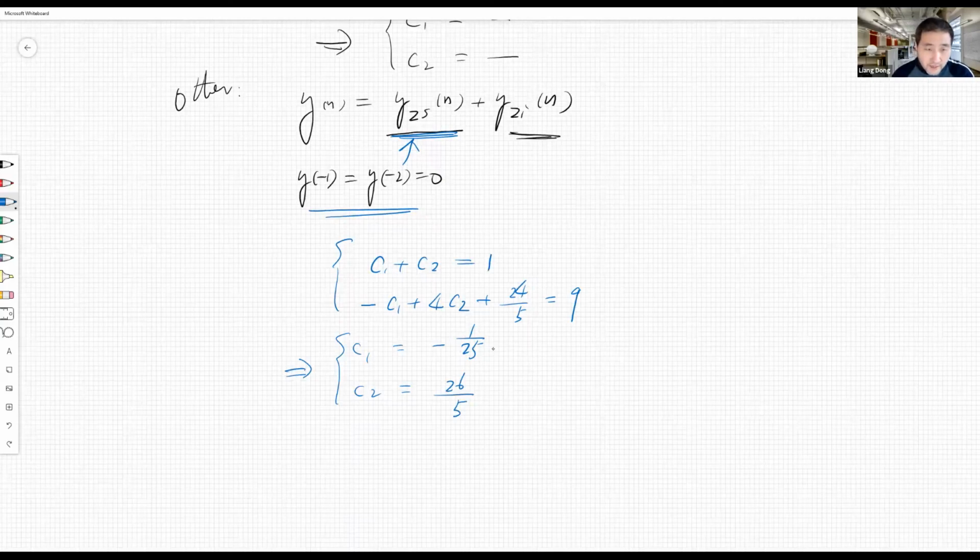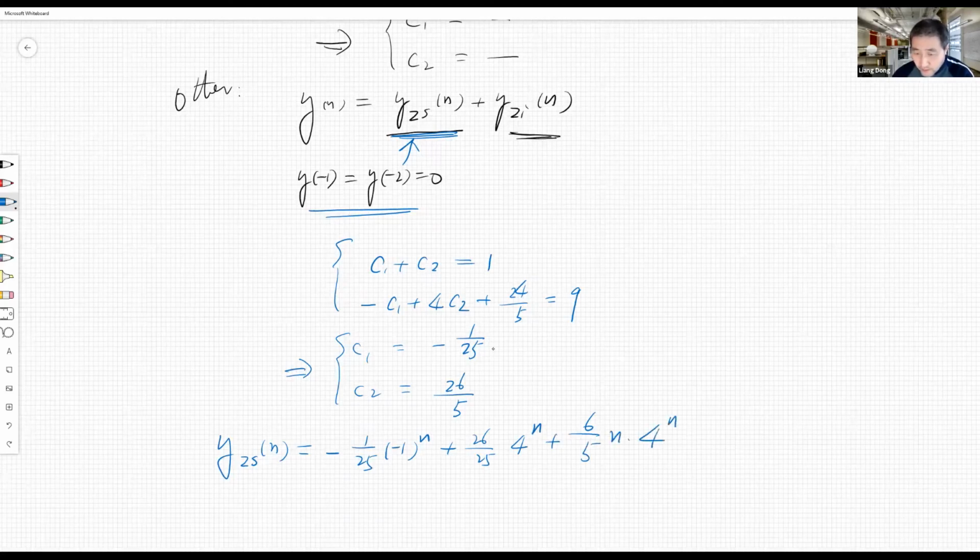Then what I have is the zero state answer according to this C1 and C2. This is negative 25 times negative 1 to the power n plus 26 over 25 times 4 to the power n, and plus this particular solution, which is 6 over 5 n times 4 to the power n, when n is greater than or equal to 0.